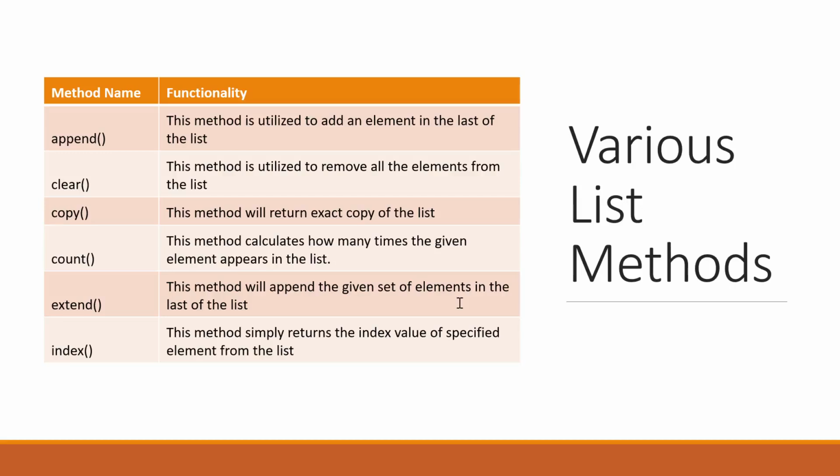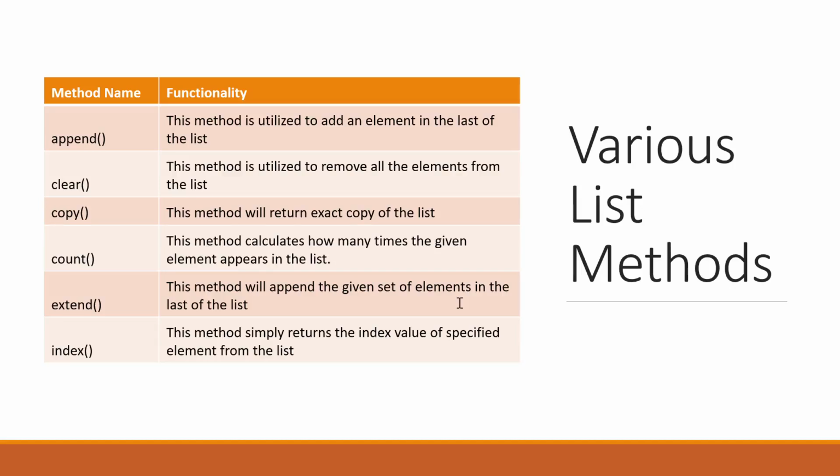Then there is count. So the count method is used to calculate how many times the given element appears in the list. So it will take an element as an argument, then it will return the count of that element from the list. After count there is another method which is extend.